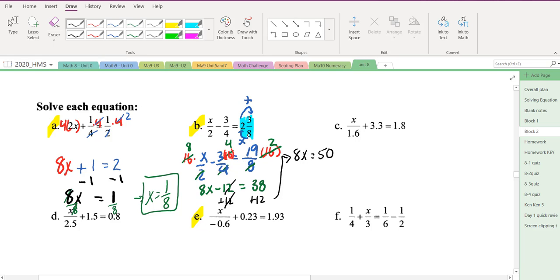And we need to get rid of the 8. Right now it's multiplying, so we have to divide by 8 because that would cancel the 8s out. Then you have x is equal to 50 over 8. There you go. Both of these numbers are even numbers, so we should be able to simplify. You can reduce it to 25 over 4. Yeah, 2 can fit into both of these, so it'll be 25 over 4. Okay?